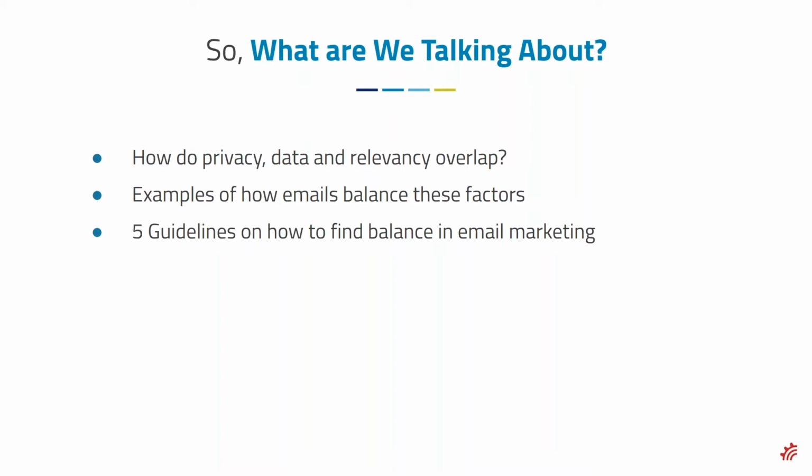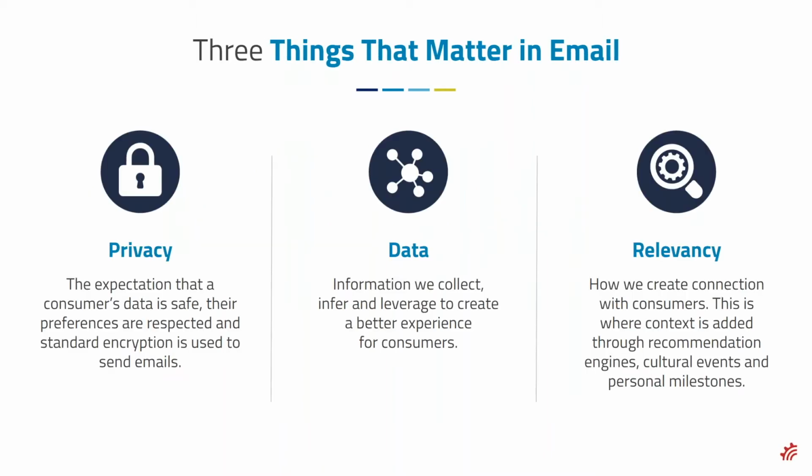So the first thing I want to go over are 3 things that really matter within email. The first thing is privacy. It is essentially the expectation that a consumer's data is safe and their preferences are respected, and standard encryption is used to send emails. The privacy is not always set on the company. It's just an expectation that a consumer has around their information and how it's handled.